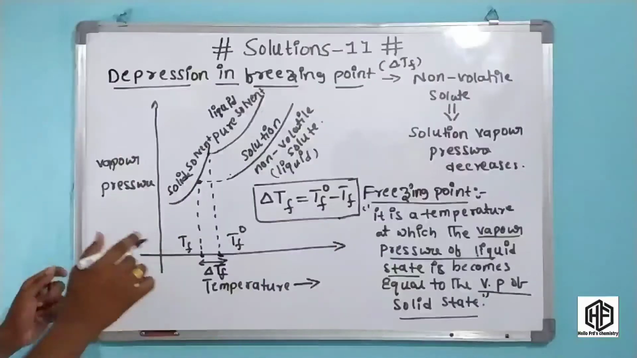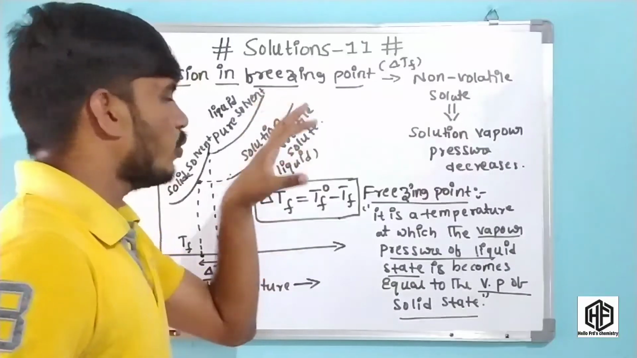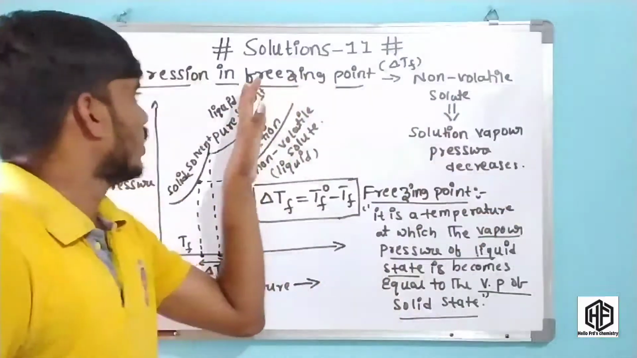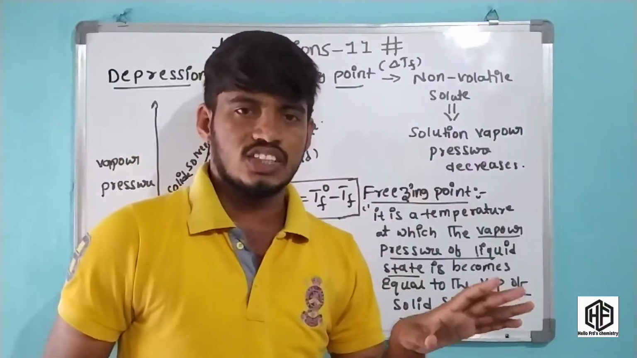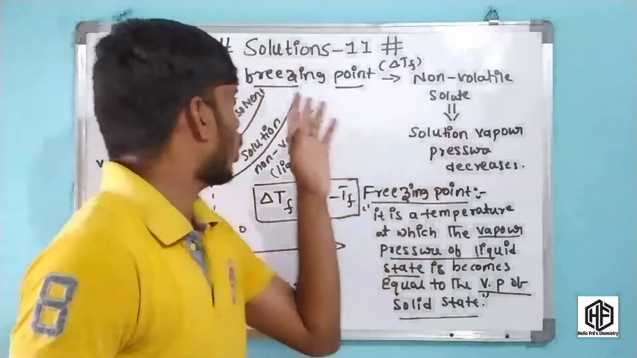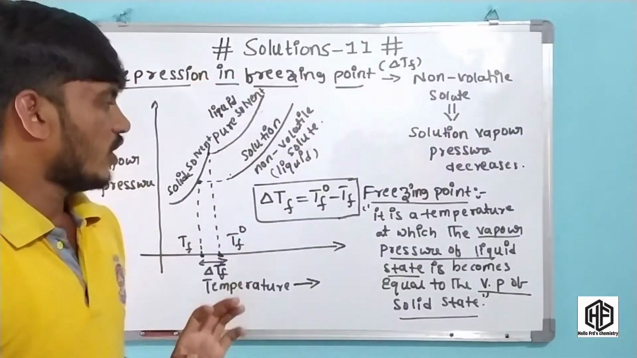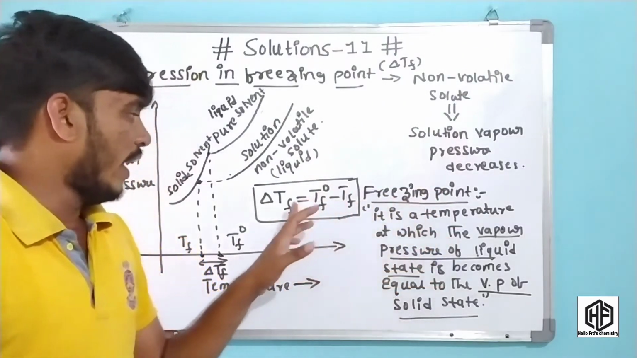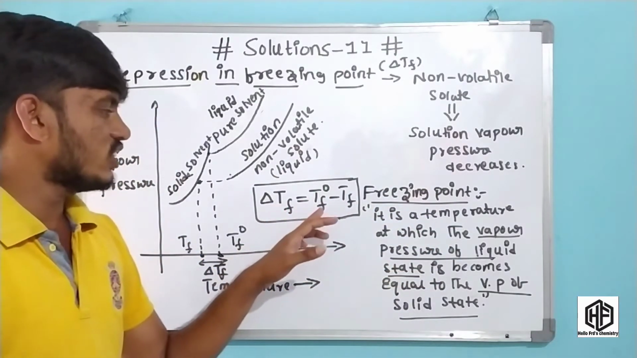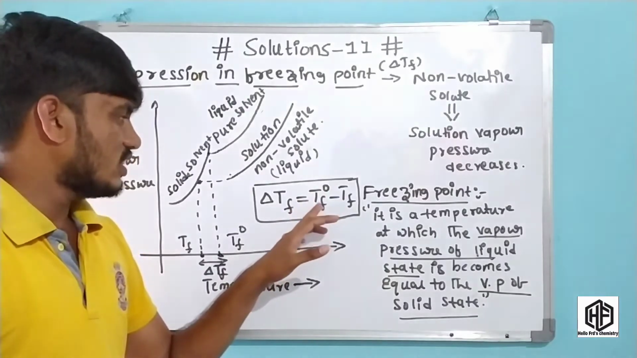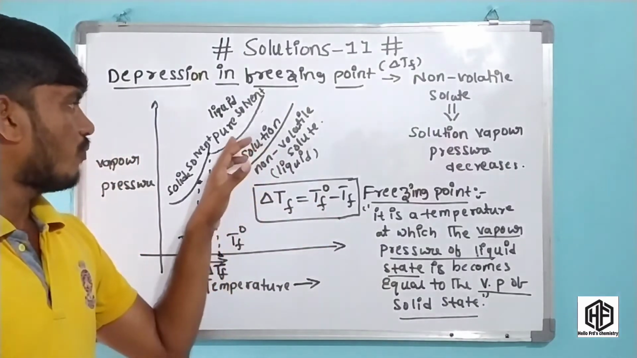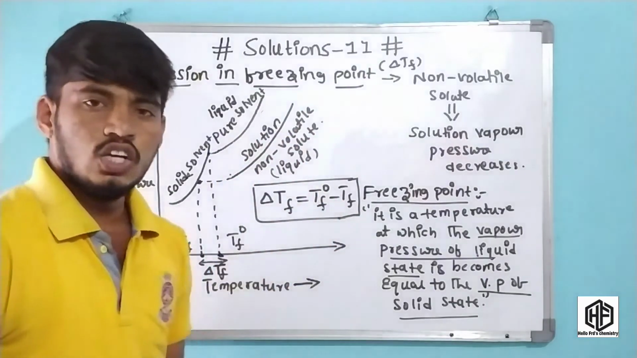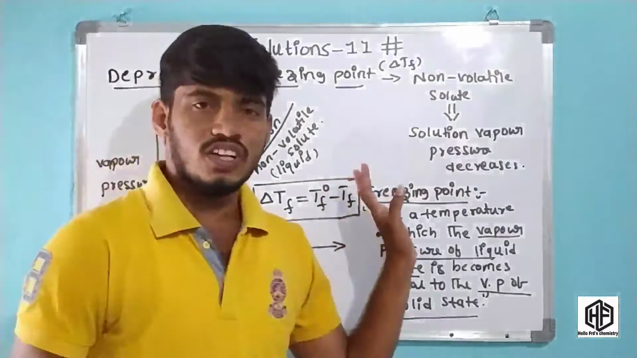It means that when a non-volatile solute is present in the pure solvent, the solution vapor pressure decreases as well as the freezing point decreases. Okay friends, that is the basic concept of depression in freezing point. This is the graph representation and the definition of the freezing point. One more formula: delta TF is equal to TF0, the freezing point of pure solvent, minus TF, the freezing point of the solution when a non-volatile solute is added. Okay friends, this is clear.